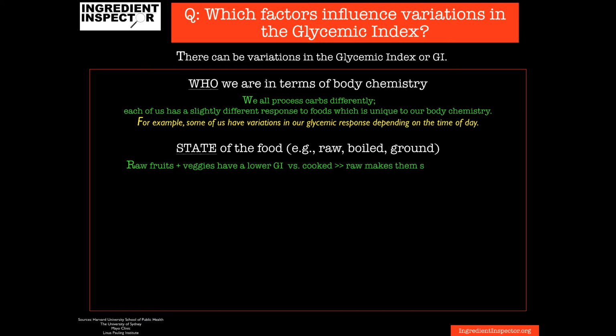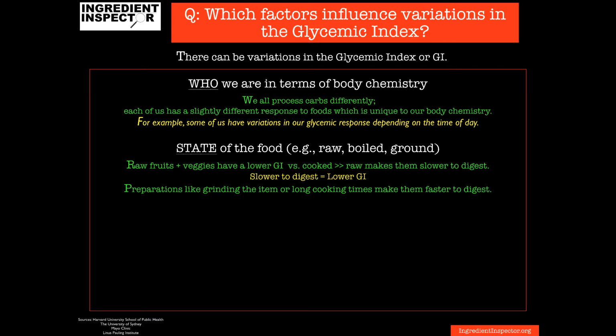Raw fruits and veggies have a lower glycemic index versus cooked because the raw makes them slower to digest. The slower something is to digest, the lower the glycemic index, because it's sort of slowly going into the bloodstream versus hitting it all at once. Preparations like grinding the item or long cooking times make them faster to digest. So faster to digest equals higher glycemic index.